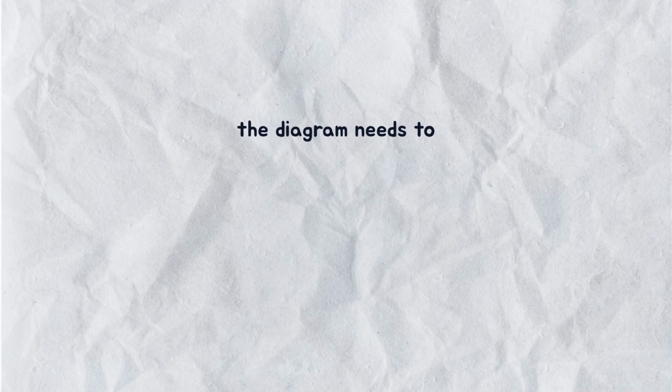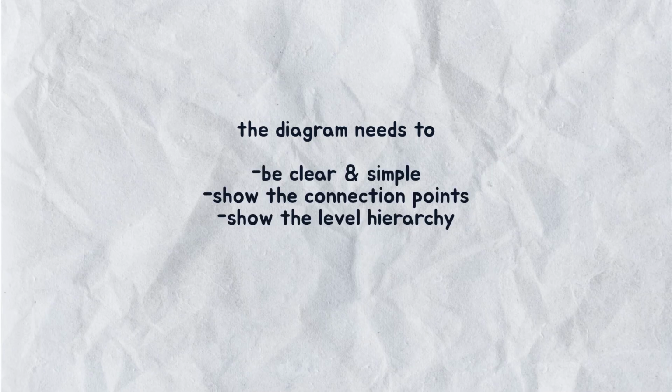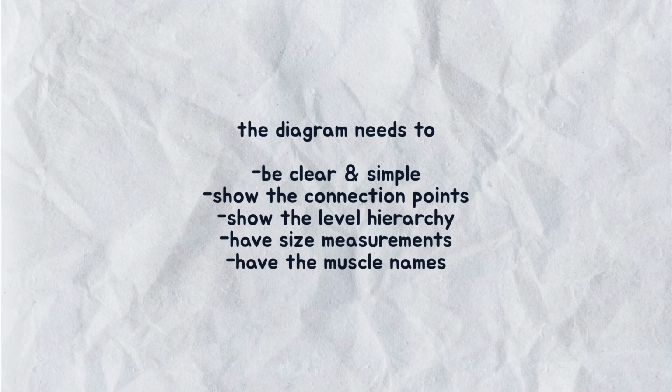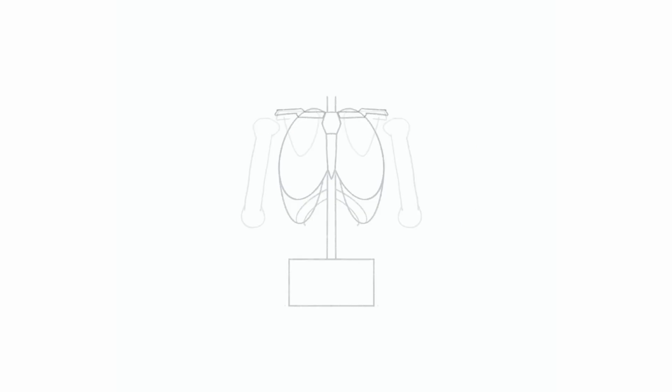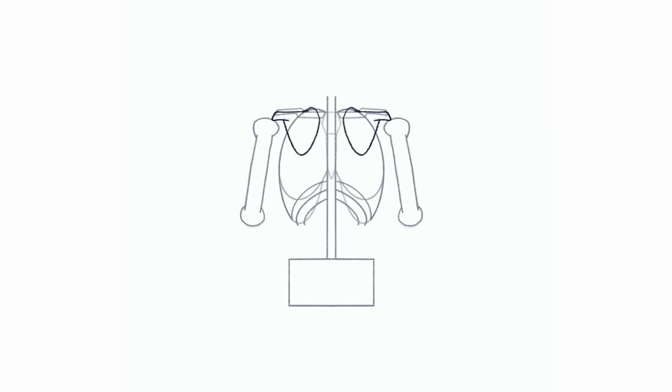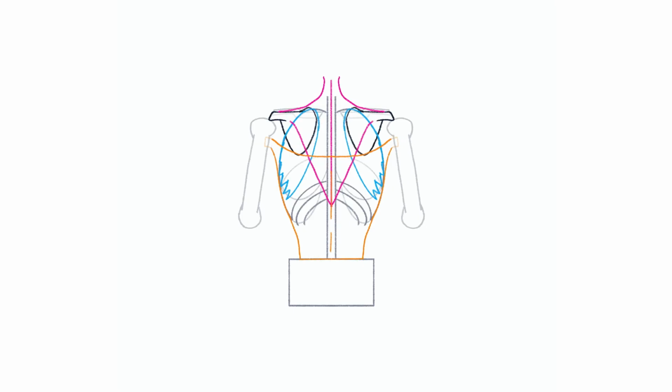The diagram needs to be clear and simple, show the connection points, show the level hierarchy, have size measurements, and obviously have the muscle names for future reference and search. You don't need to memorize names if you aren't planning to be frequently communicating about them. You can also note down the functions of the muscles if you'd like.